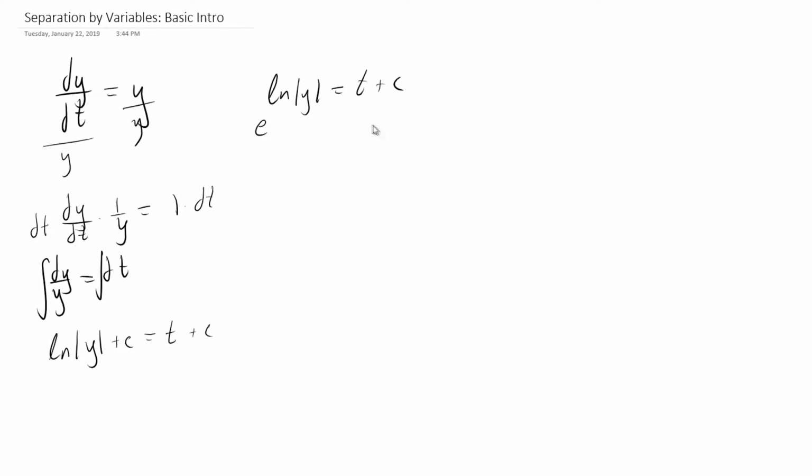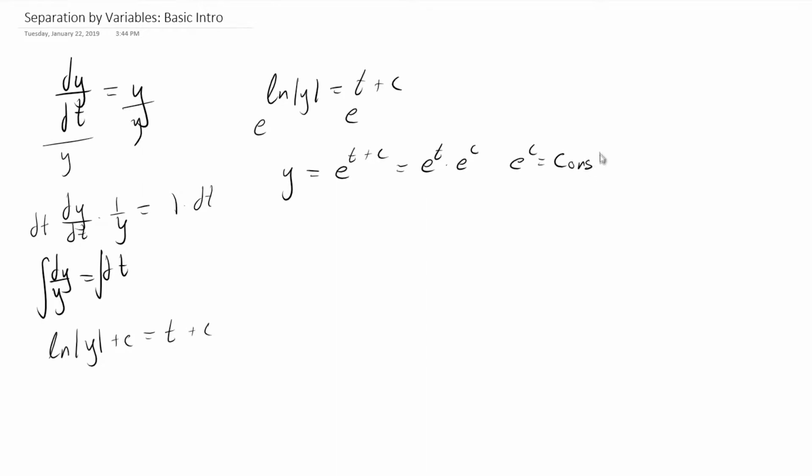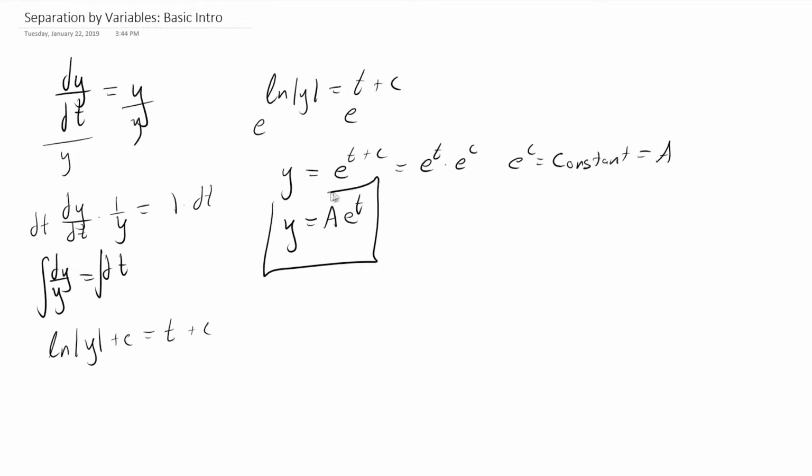So now we need to get y by itself. We're going to take everything to the e, and e to the ln of y gives you y is equal to e to the t plus c. And e to the t plus c is equal to e to the t times e to the c. Now e to the c is just a constant, which we will call uppercase A. So y is equal to A e to the t, and that is our solution for this problem.